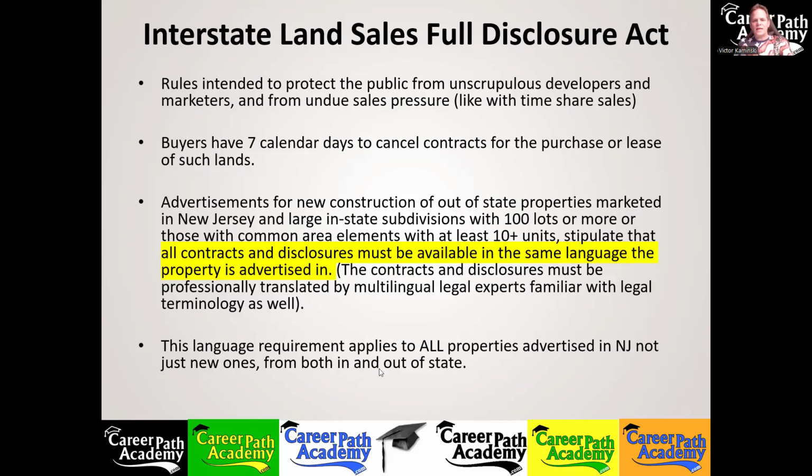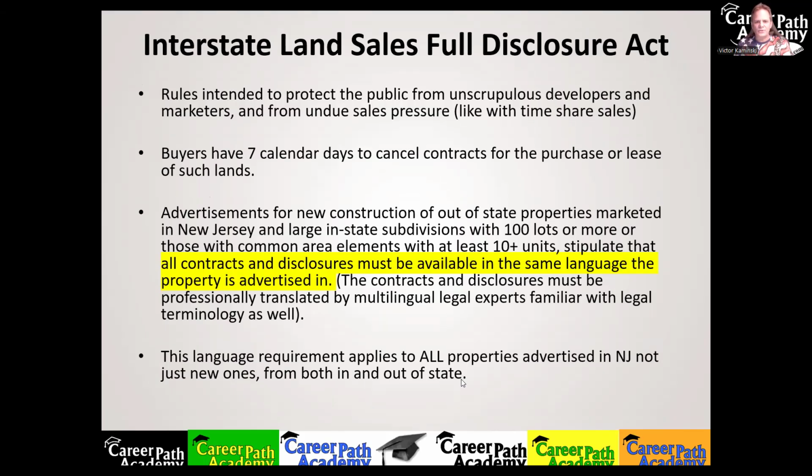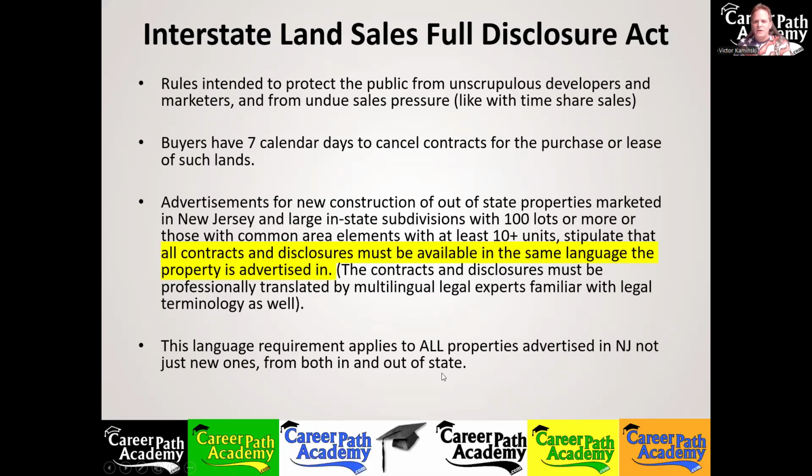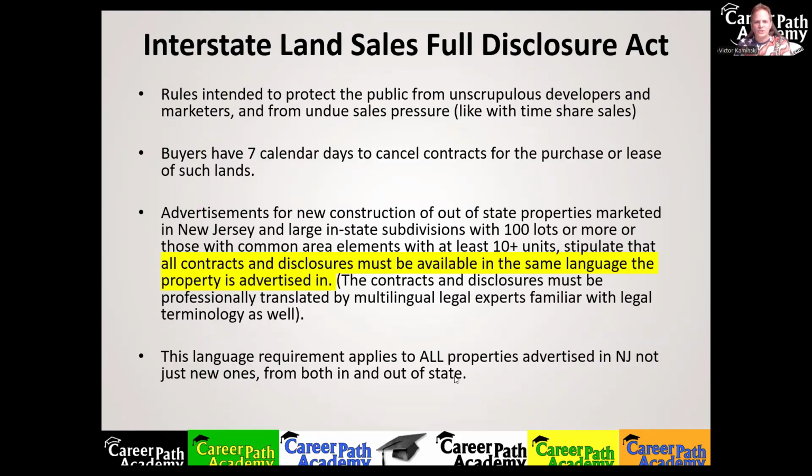Okay. So this language requirement applies to all properties advertised in New Jersey, not just new ones, from both in-state as well as out-of-state projects. So any property that is advertised in the state of New Jersey must have all the contracts and disclosures available in the same language that the property was advertised in. And I think you're going to get an exam question on that.